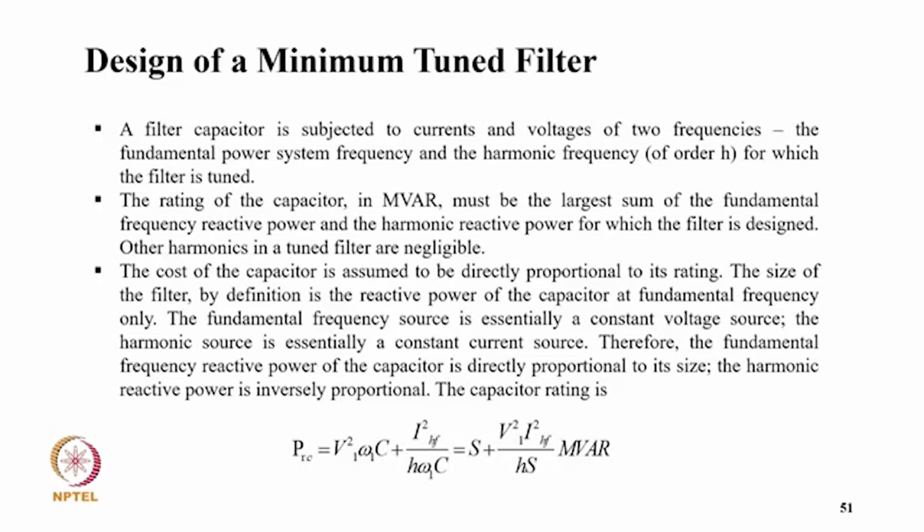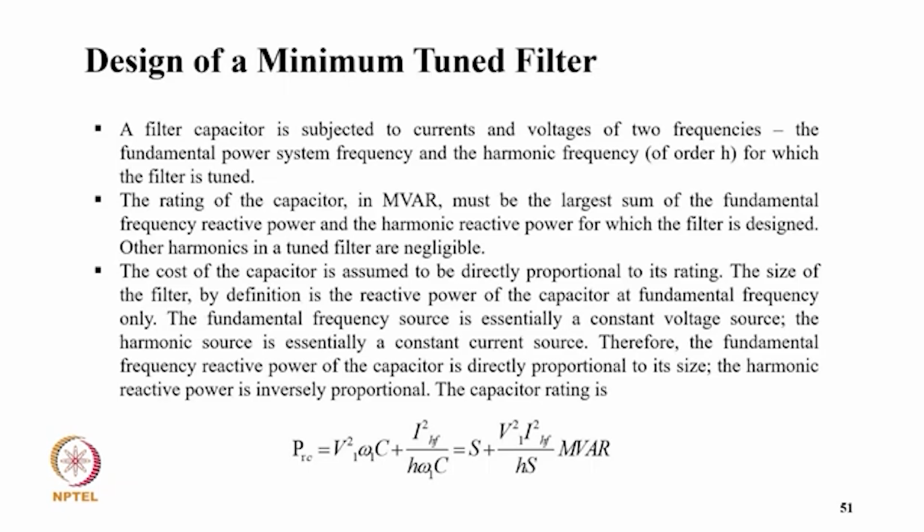So coming to design of a minimum cost tuned filter, a filter capacitor is subjected to currents and voltages of two frequencies: the fundamental power system frequency and the harmonic frequency of the order to which the filter is tuned. The rating of the capacitor in MVAR must be the largest sum of the fundamental frequency reactive power and the harmonic reactive power for which the filter is designed.